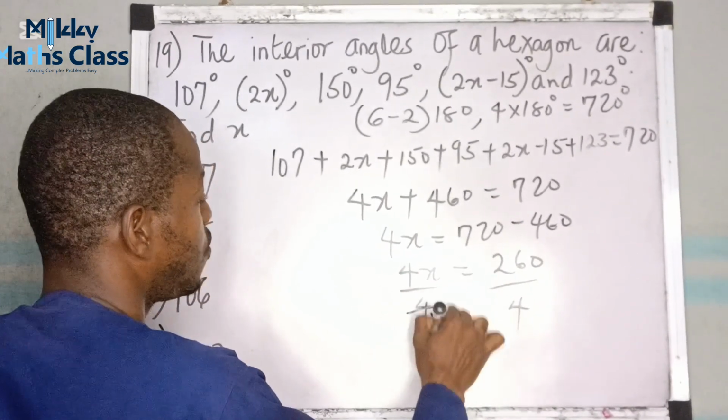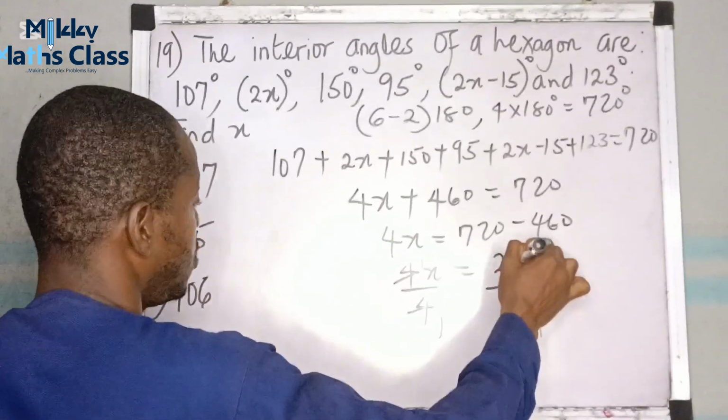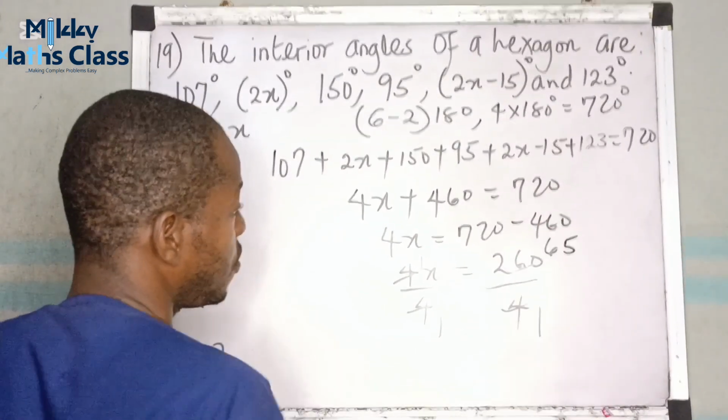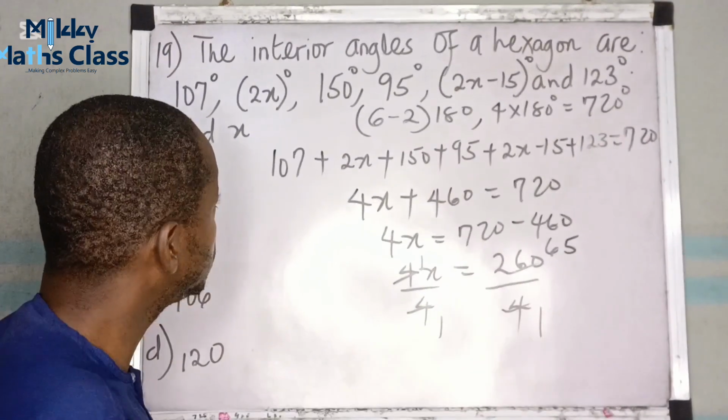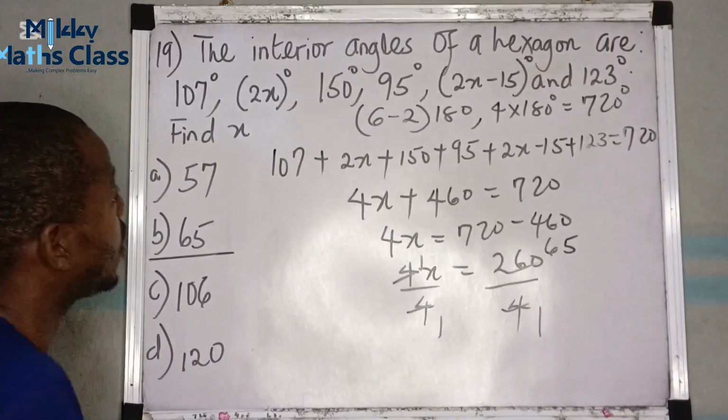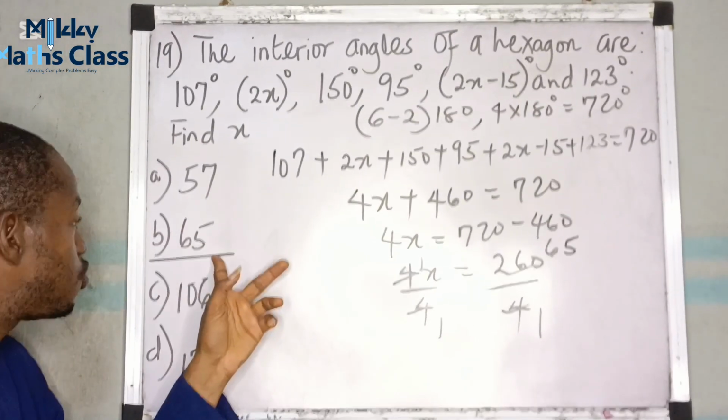And we have that our 4 cancels with 4, and we're left with x. 260 divided by 4 is 65. So our x is 65. So that's the value of x, option B.